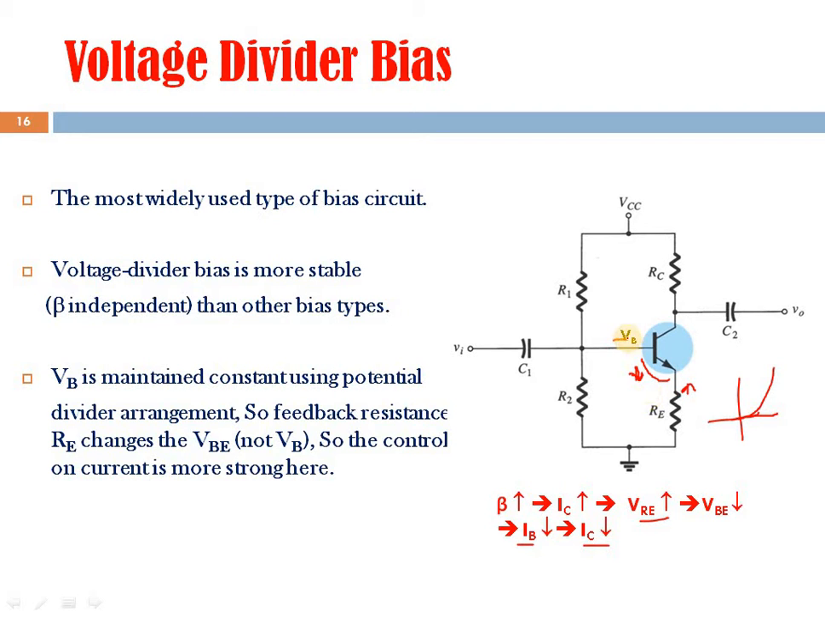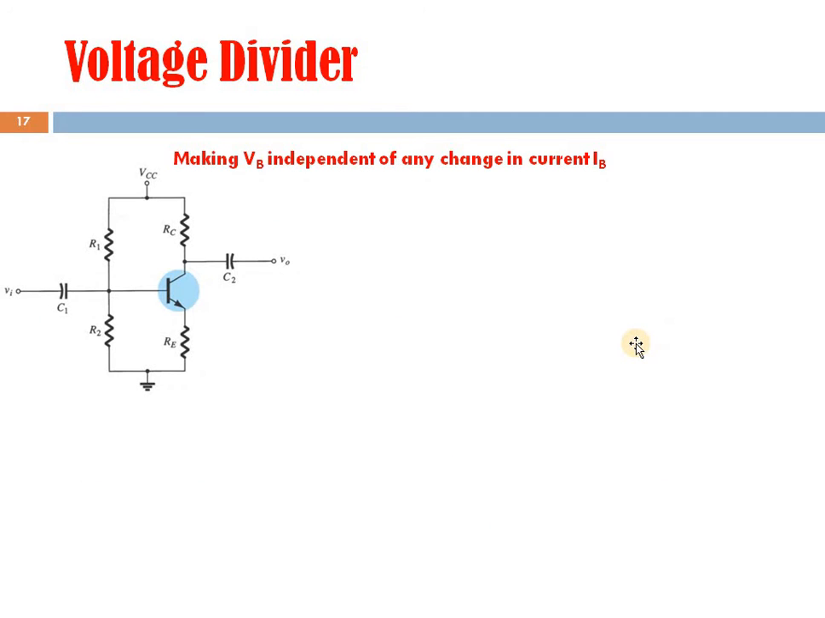But now we have to see how to maintain this VB constant. We have to make the design in such a way that VB remains constant. So let's see how we make VB independent of any change in the current IB. What we want is that the voltage which is appearing here should remain constant, right?